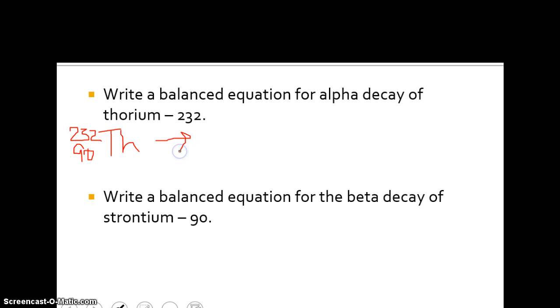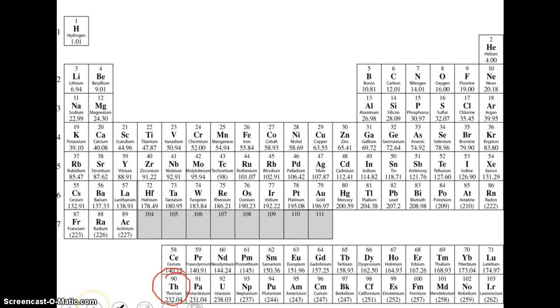So we're going to write our arrow and we have to write our alpha decay. That is 4 over 2 He. Then it's going to have 1 more particle to make it balanced. So we've got 4 and we have 232. So what plus 4 is 232? Well, that's 228. We've got 2 on the bottom and we have 90. We need to get it to 90. So 2 plus what is 90? That's 88. So looking at the periodic table, 88 is Ra.